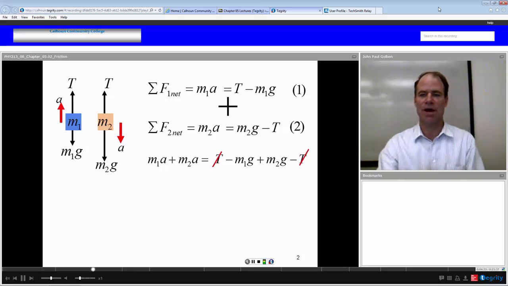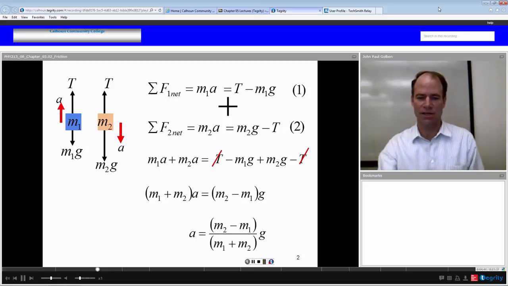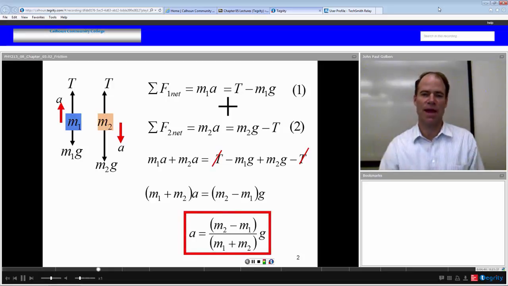The tension minus tension cancels out. And factoring out the a on the left-hand side, I have mass 1 plus mass 2 times a. And factoring out the g on the right-hand side, I have m2 minus m1 times g. Or my acceleration is mass 2 minus mass 1 times g over mass 1 plus mass 2. And that's my acceleration for this general situation of two masses on this pulley. And so I can plug in my masses and get what my acceleration should be.